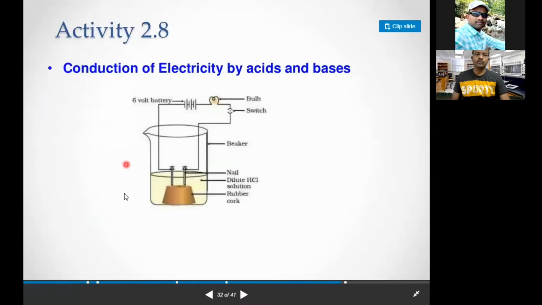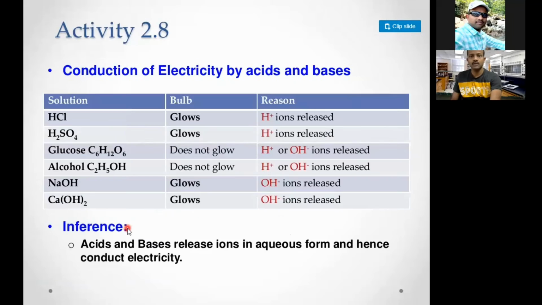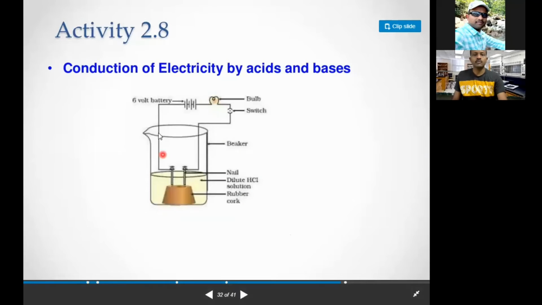Next, activity 2.8: conduction of electricity by acids and bases. Acids conduct electricity. How will you prove it? Here we take a beaker with two nails. We connect the nails to a bulb and a battery, with the bulb in series. Battery, bulb and wires are connected like this.